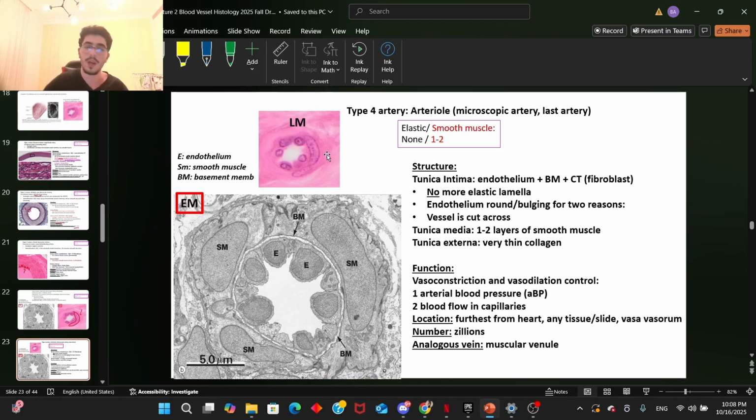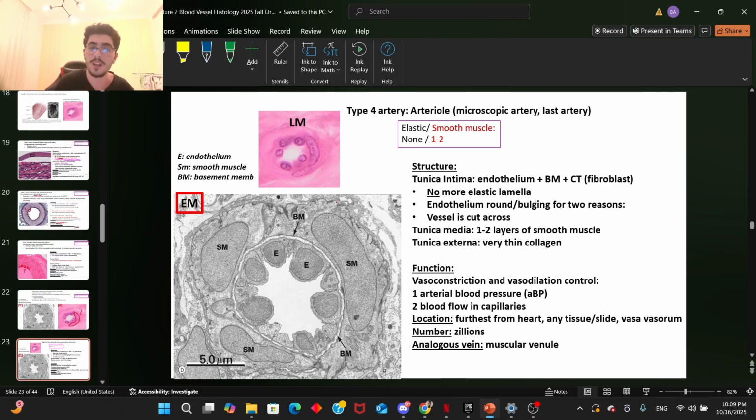Also, there will be about one to two smooth muscle layers. Most of the time, you're going to see one right here, only one smooth muscle layer. The tunica externa is a very thin layer of connective tissue, collagen to be more specific.